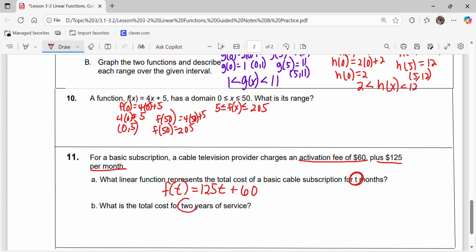Now be careful. What is the total cost for 2 years? But t represents months. In 2 years, 12 months out of the year, that would be 24 months. So f of 24. So 125 times 24 should be 3,000, and then 3,000 added to 60 would be $3,060. And there is going to be a part 2 for 3-2.